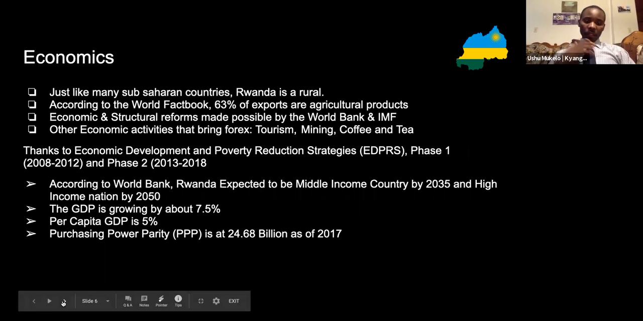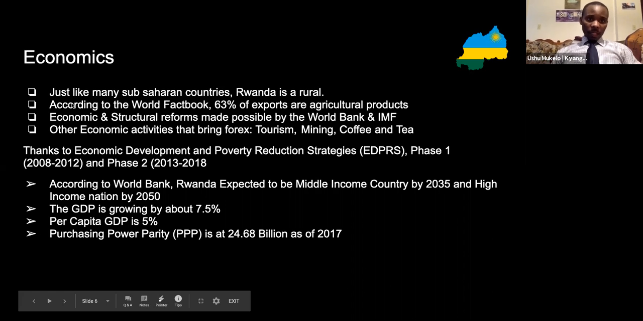The economics. This is very important because most of the discussion, most of the work in the web text was surrounding the economics of these poor or middle income countries. Rwanda, of course, right now is a low income country with projections from World Bank and the IMF stating that it would be an economic giant to come. Projections being by 2035, this would be a middle income country. And that by 2050, this would be a high income country.